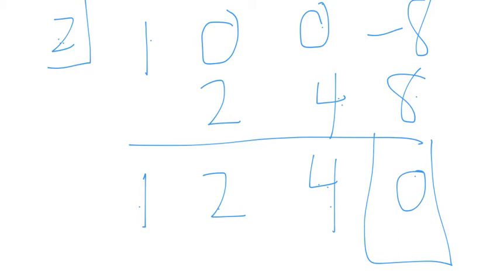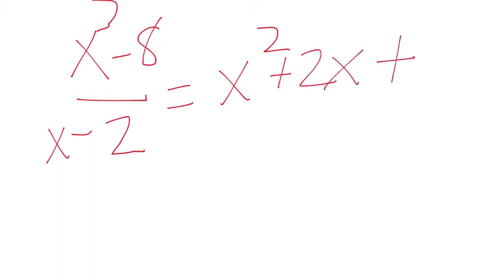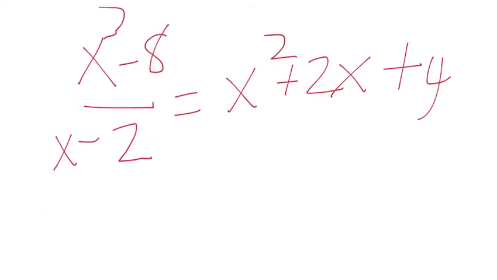So what we get when we divide is, we have a constant of 4, which means our 2 is our coefficient in front of x. And our 1 is our coefficient in front of x squared. So that means we have x to the third minus 8 over x minus 2 is equal to x squared plus 2x plus 4.